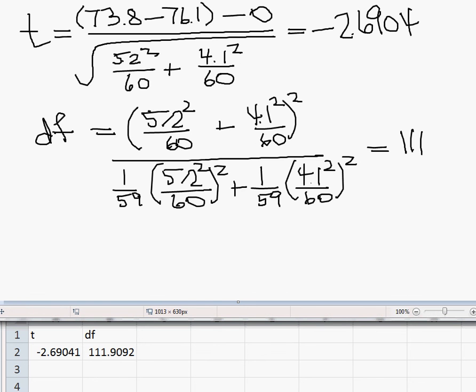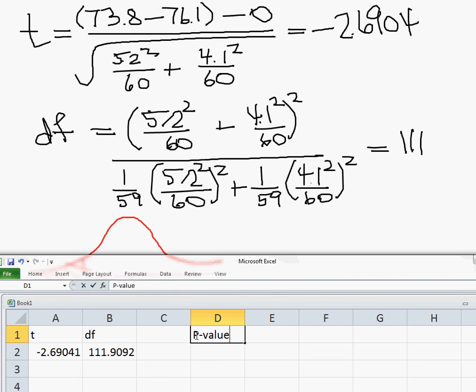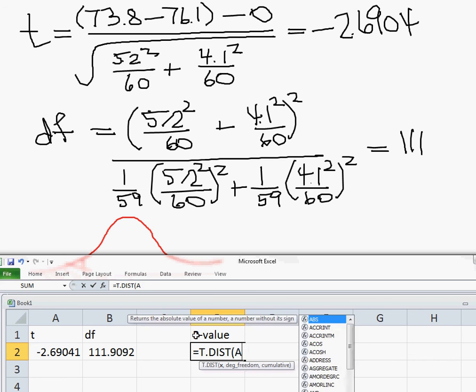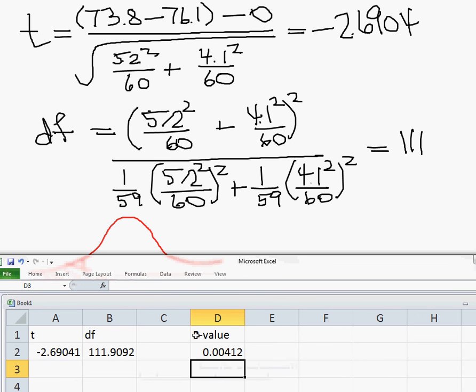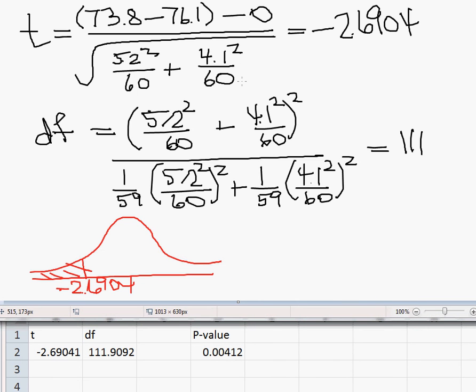And so I now get the p-value. So negative 2.6904, and I need the area to the left. Using the TI calculator or else using Microsoft Excel, we get the p-value of this to be 0.0041. Alternatively, this could have been approached by finding the critical value, but we get a p-value of 0.00412.